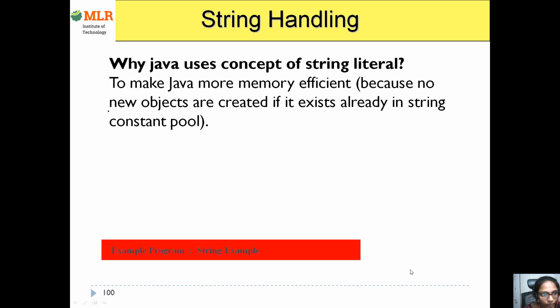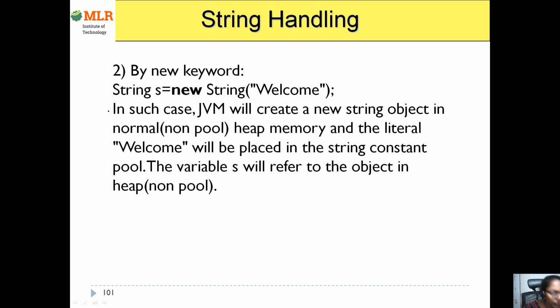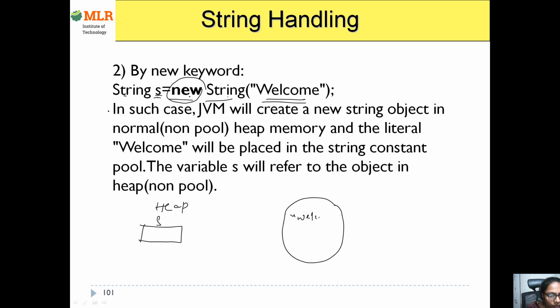And coming to new keyword, so another way is String s is equal to new String of welcome. So here the different thing is, for s you are allocating memory using new keyword. So we know whenever we allocate the memory using new keyword, the memory will be allocated within heap memory. So within heap memory, for s the memory will be allocated, but s value is not welcome. So what is this welcome? Welcome is actually a string literal. That's why this welcome will be stored in constant pool only.